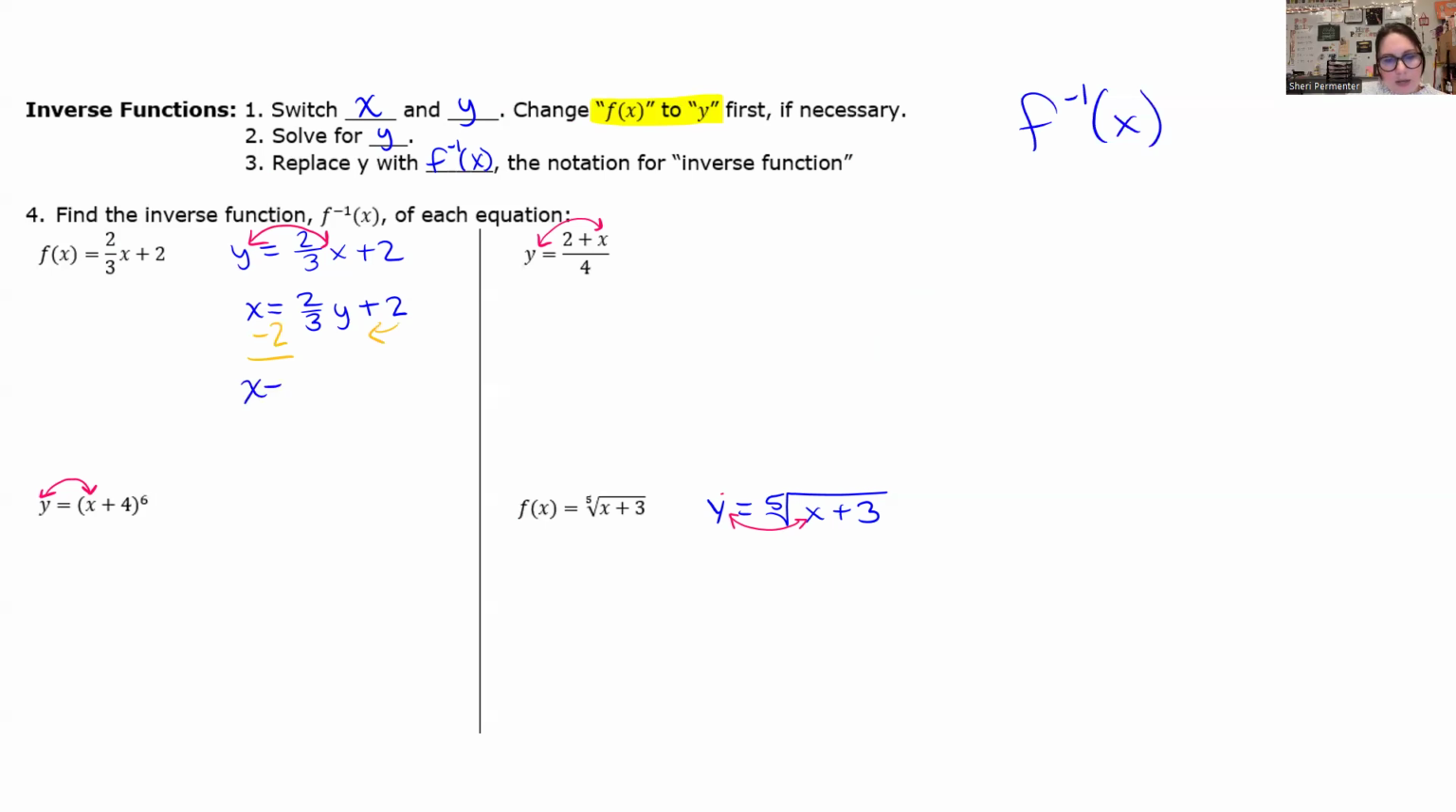So I get x minus 2 is equal to 2/3 y. All right, if I'm multiplying by 2/3, I can bring it over bit by bit. And if I'm dividing by 3, I can bring over and multiply by 3. So I get 3 times x minus 2 equals 2y. So I just brought over the 3. And then now the 2 is multiplying, so I have to divide everything by 2.